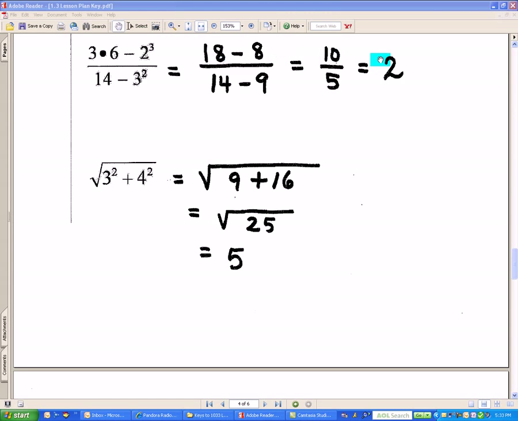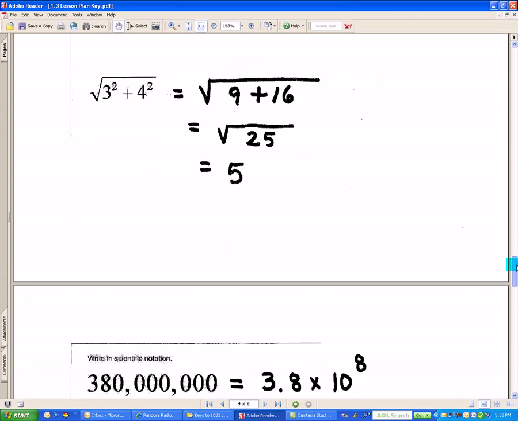18 minus 8 is 10 in the numerator. 14 minus 9 is 5. And 10 divided by 5 gives me the final answer of 2. So, please excuse my dear Aunt Sally is a very good way to remember hierarchy of operations.